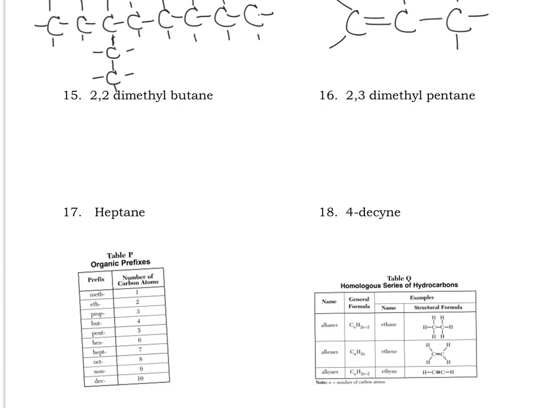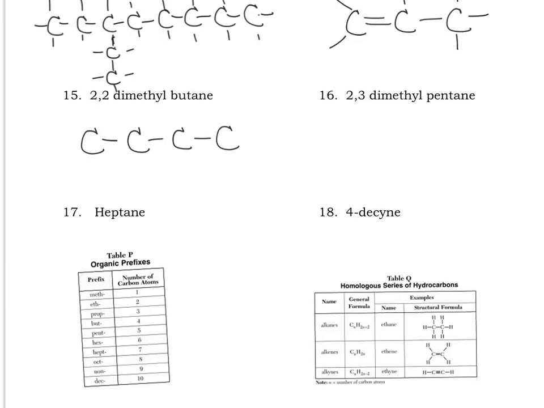Next one, we have bute, or 4 carbons. And they are ane, or single bonded. Off of the second carbon, there's a 1 carbon branch, and also off the second carbon, there is a 1 carbon branch. So you could have said 2-methyl, 2-methyl, or 2,2-dimethyl. Both mean the same thing.